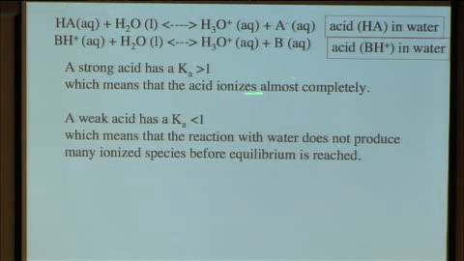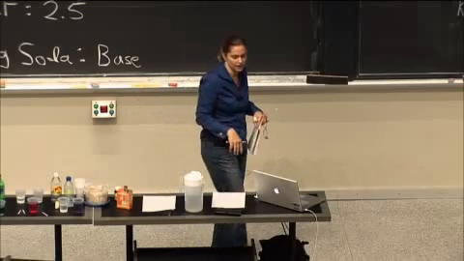A strong acid is something that has a Ka greater than 1, more products than reactant at equilibrium. That means it ionizes almost completely, so it goes far toward products. A weak acid is something with a Ka of less than 1, which means that when you put this acid in water, it doesn't ionize very much at equilibrium.